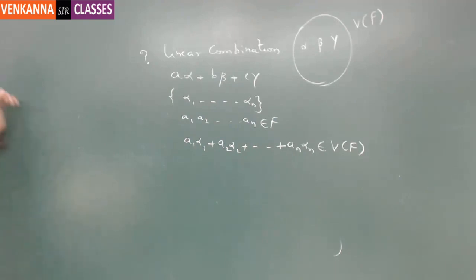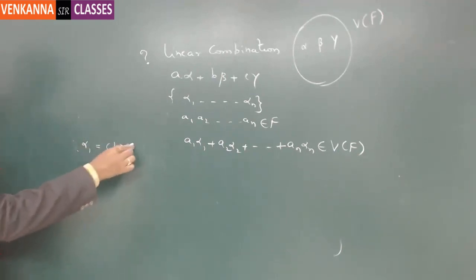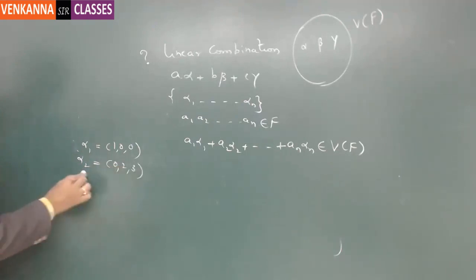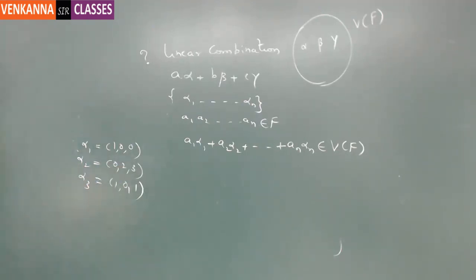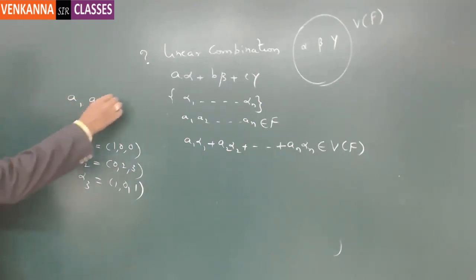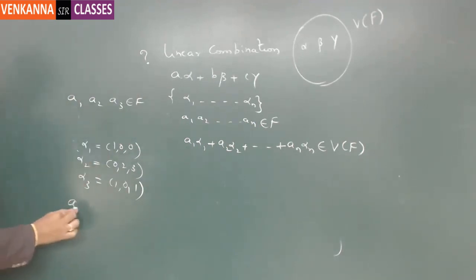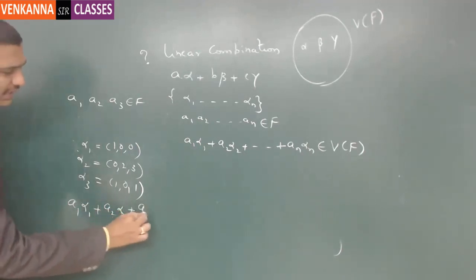Now the thing is, let us fix alpha 1 equal to, say, 1 0 0, alpha 2 equal to 0 2 3, and alpha 3 equal to 1 0 1. These are three vectors. Now I can take any three scalars in the field. So I am going to calculate a1 alpha 1 plus a2 alpha 2 plus a3 alpha 3.